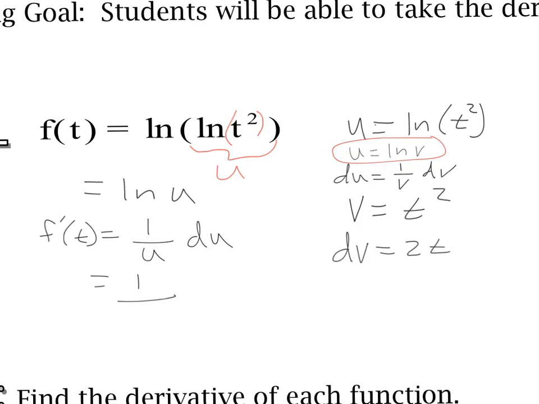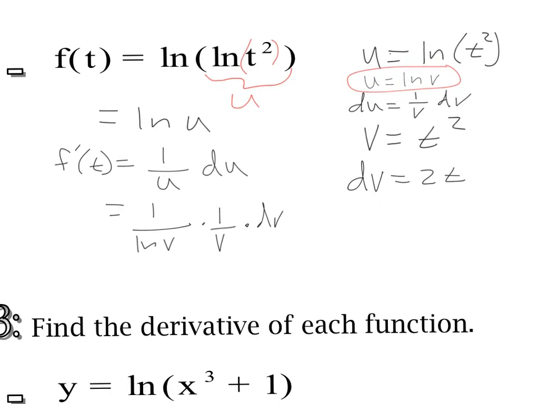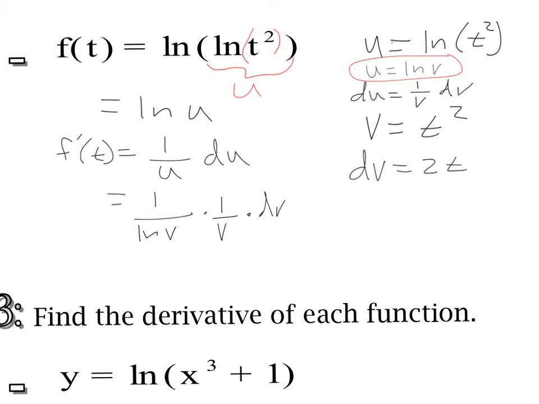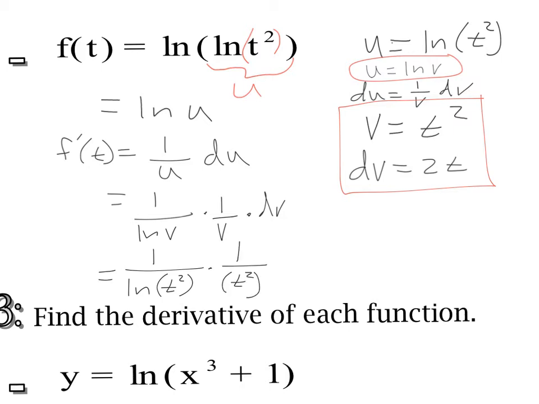So you got u equals ln of whatever v is times du, and we know that du equals 1 over whatever v is times whatever dv is. And so now we could substitute in again. Okay, so I have everything in terms of v. Well, that's okay as well because I know what v and dv are, and so I can plug everything back in and then simplify. So 1 over the natural log. What is v? Well, v is really just t squared, times 1 over v. Again, v is just t squared, times dv, which is just 2t.